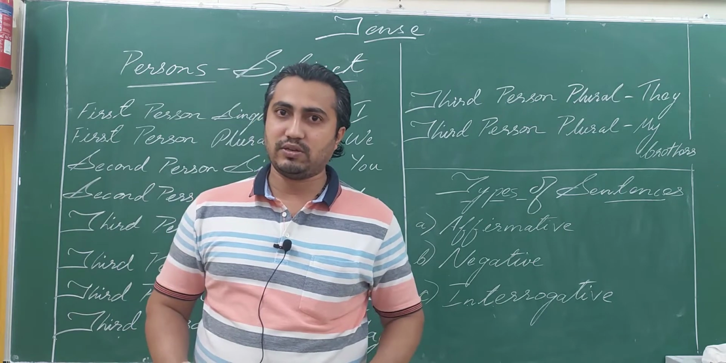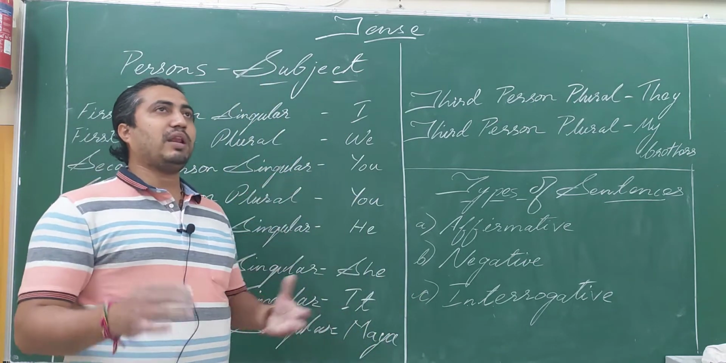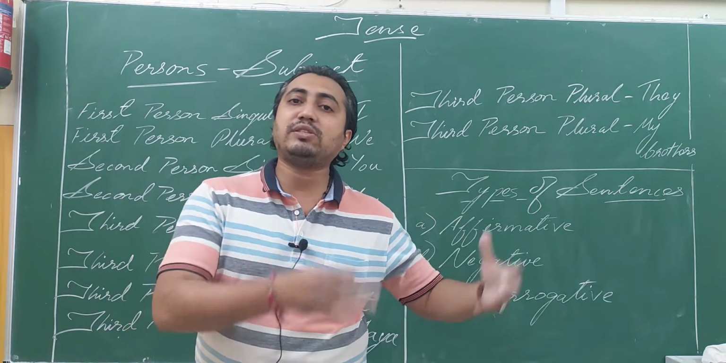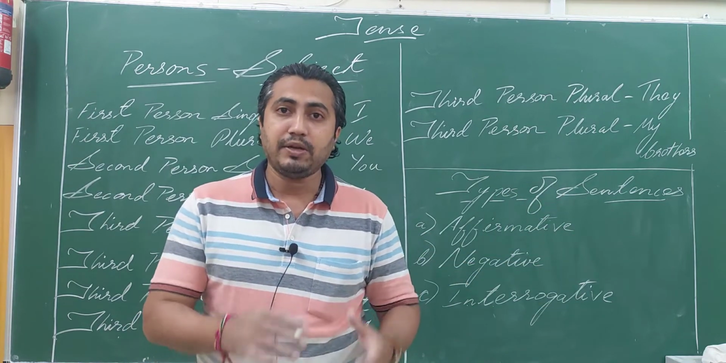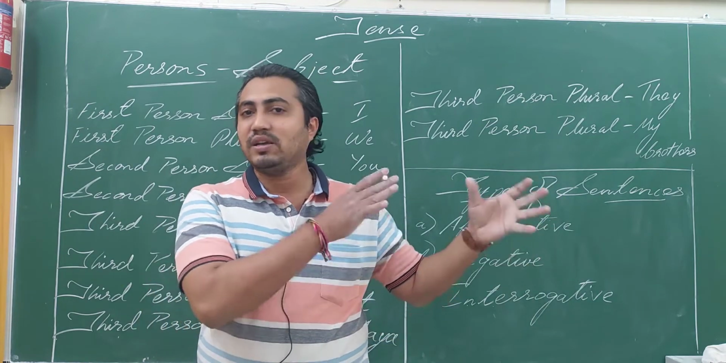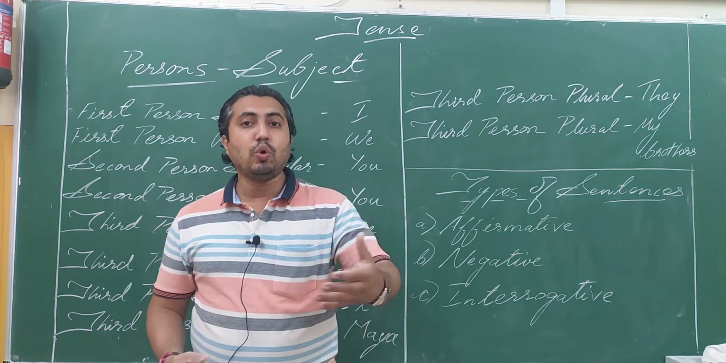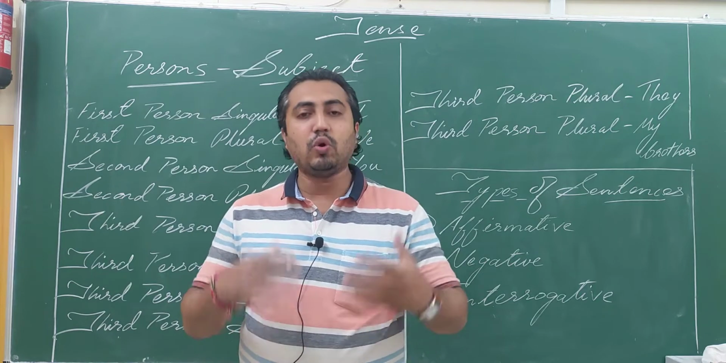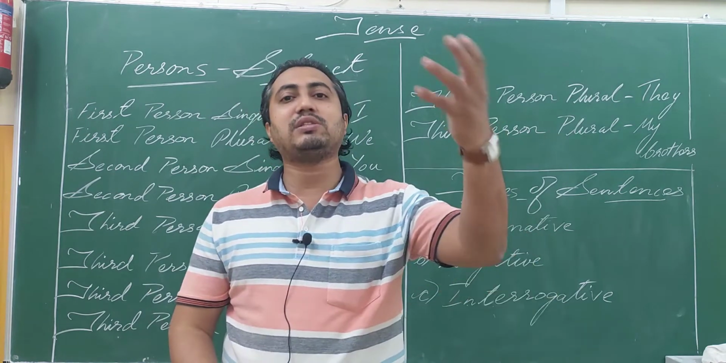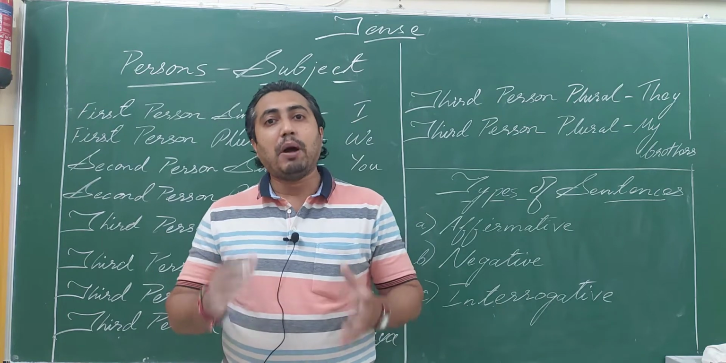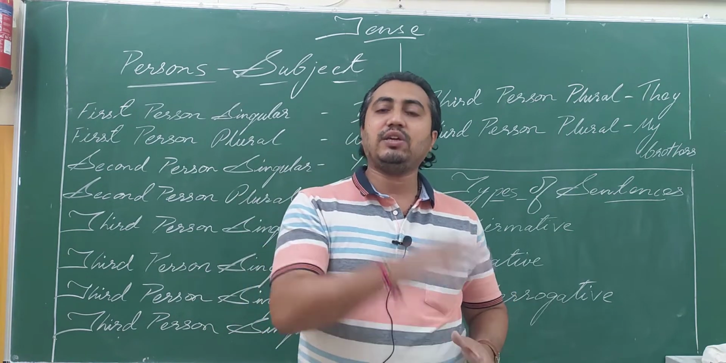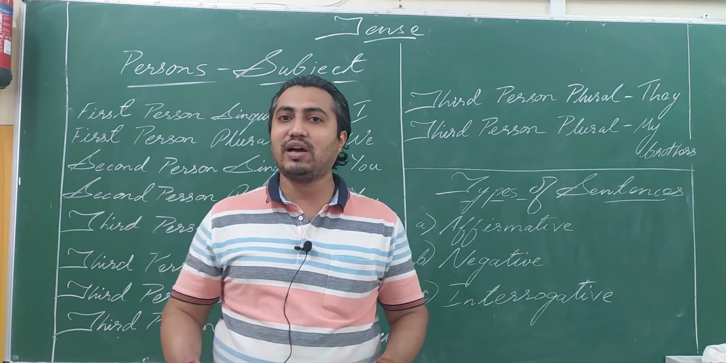Now, for example, if I am telling Mr. Mukesh Kumar is a branch manager in a bank, I am talking about Mr. Mukesh Kumar, so Mr. Mukesh Kumar becomes the subject. If I am telling you are a very good person, I am talking about you, so you becomes the subject. In this way, about whom the sentence is talking, that is called the subject.